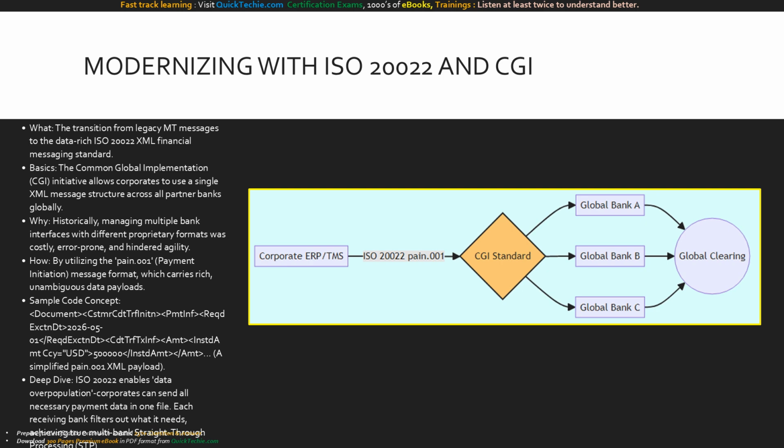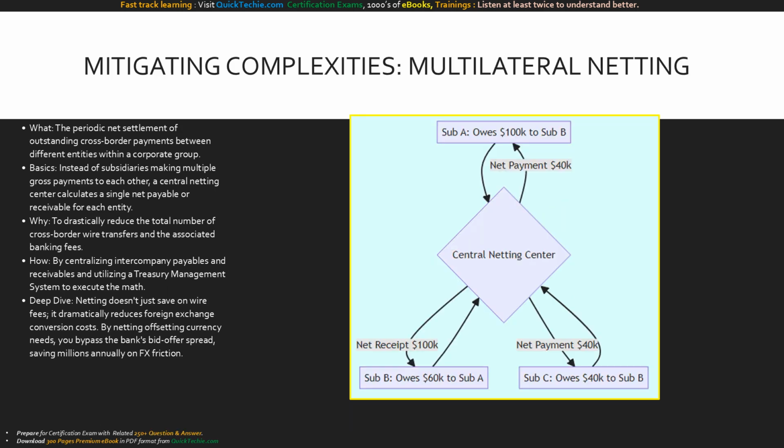The banks process the file and seamlessly drop the payments into the global clearing network on the right. One format, infinite reach. Let's explore how we mitigate these complexities on slide 5 using multilateral netting.